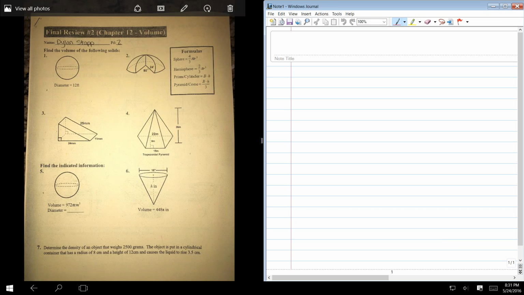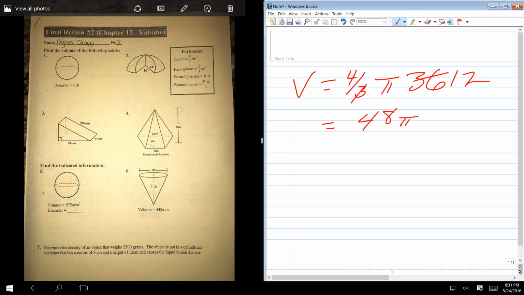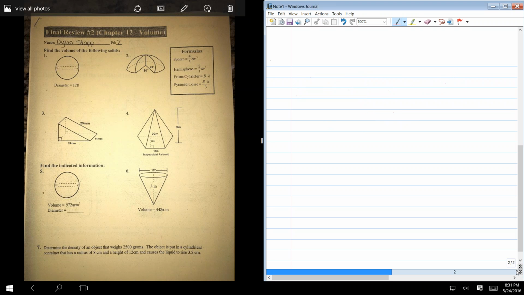Sure. So what's the volume of that sphere? Okay, so you would do 4 over 3 times pi times 6 squared. Correct. And then I would cancel that and make that 12. So I'd have 48 pi. Right. Okay. About number 2.